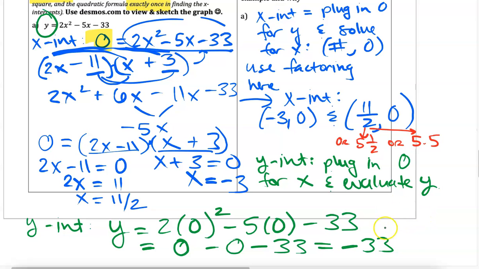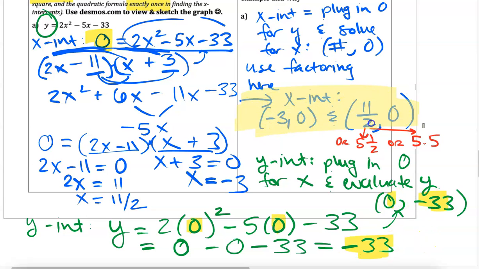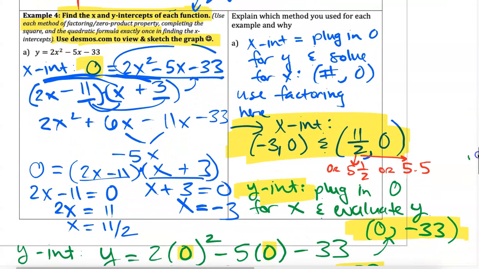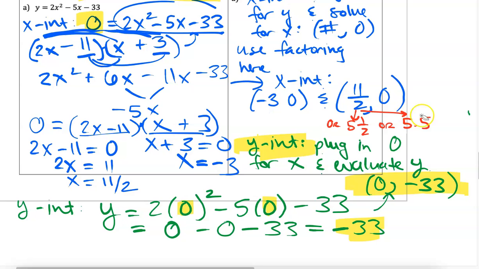So when I write that as an ordered pair, I'm going to put 0 for x because that's what I plugged in for x, right? So this is the value of y when x is 0. So these are my x-intercepts, and this one here is my y-intercept. Now what I want you to do is to go to desmos.com and just type in this equation to see if in fact the graph hits the x-axis at -3 and 5.5, and if it hits the y-axis at -33.